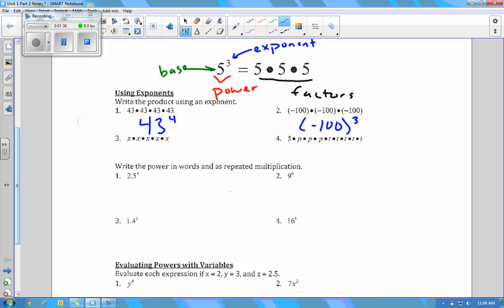For number 3, we have x times x times x times x times x. Okay? So even though it's a variable, nothing changes. It's still x, and then to whatever power, in this case, the 5th power.